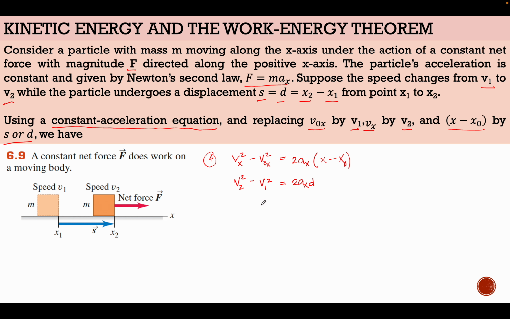Okay, so if we want to solve for the acceleration along x, we need to divide both sides by 2d so that it will be cancelled out, and then we are left with a sub x. So a sub x is equal to v2 squared minus v1 squared divided by 2d.